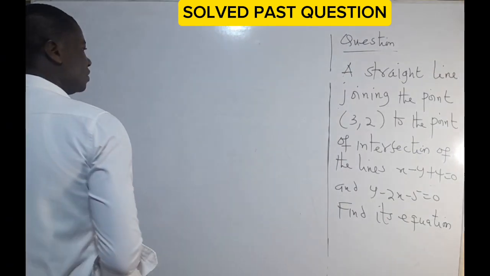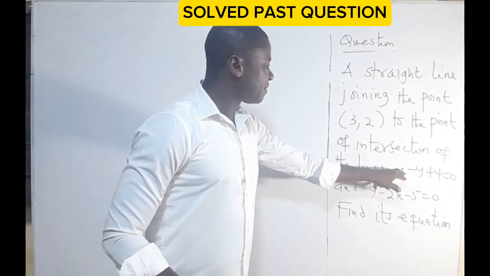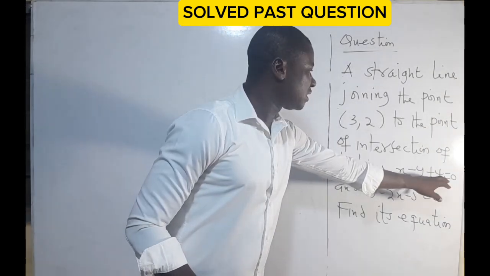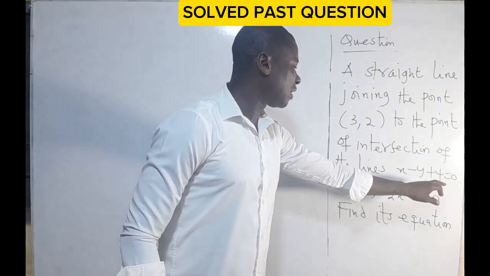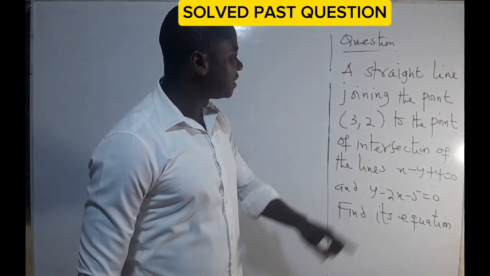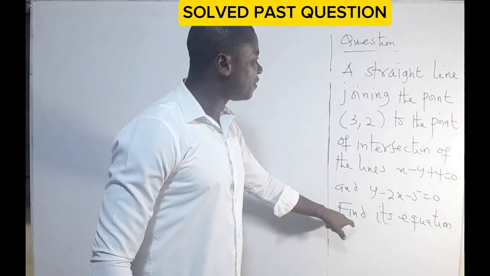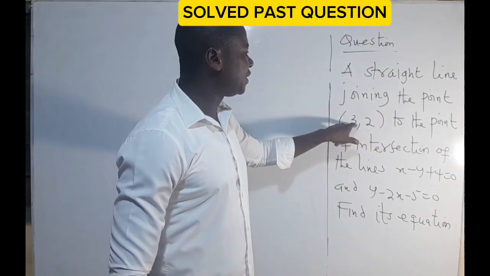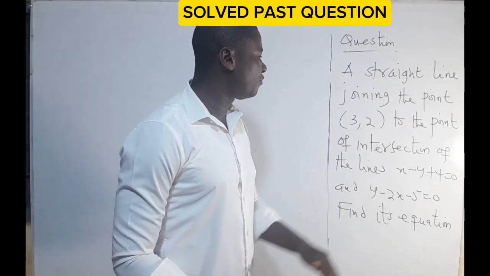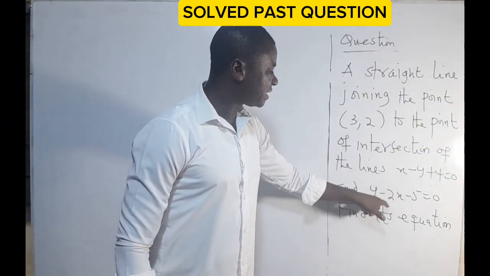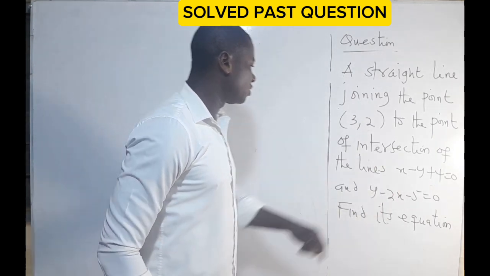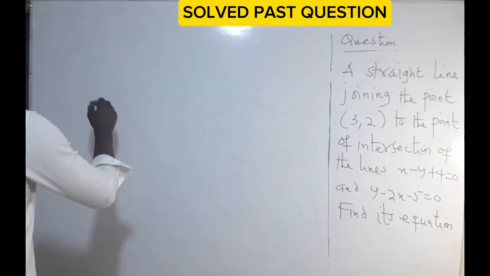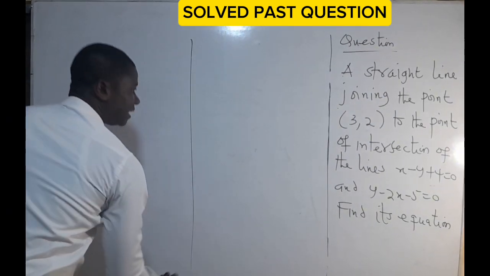Now, take note that x minus y plus 4 equals 0 is a line, and y minus 2x minus 5 is also another line. So from the question, that straight line whose equation you are now finding is joining the point (3, 2) to the point of intersection. If you want to find that point, you need to solve these two equations. So let's look at the equations we are given.